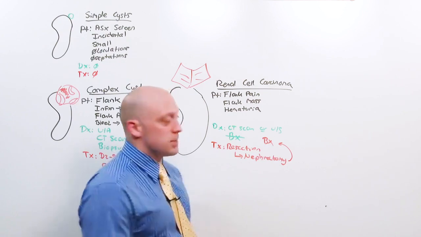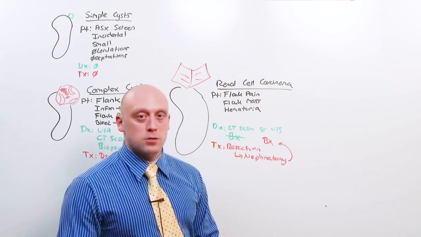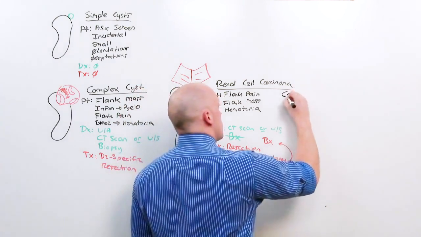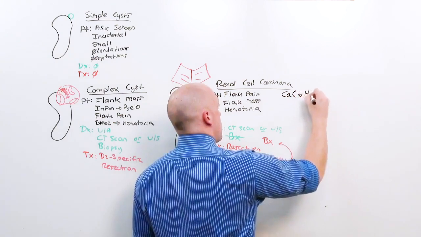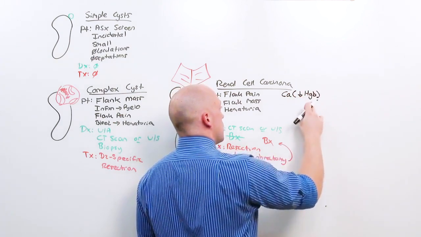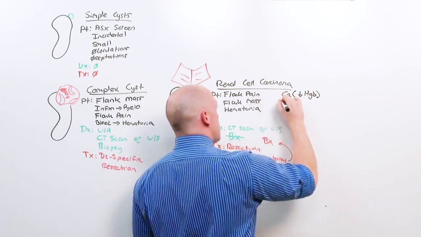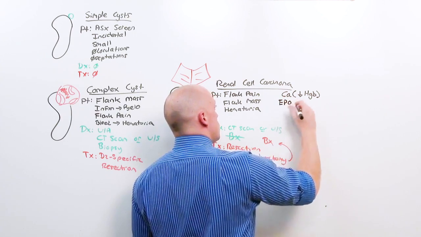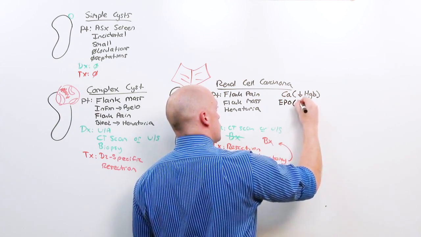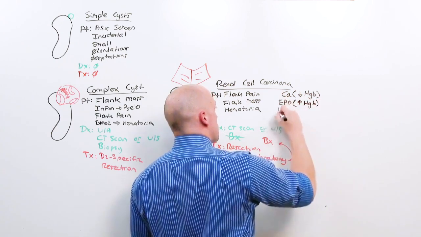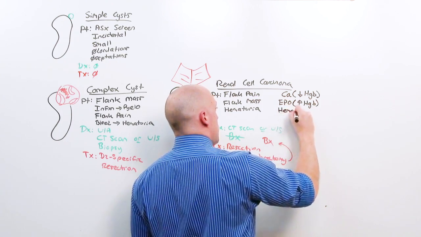But because it's a cancer, there may be paraneoplastic syndromes that accompany this. Because it is a cancer, you may see a low hemoglobin. That is, the cancer steals the blood. But because renal cell carcinoma is of the kidney and the kidney makes EPO, you can have an EPO-producing tumor which actually causes a polycythemia. And renal cell carcinoma spreads hematogenously.